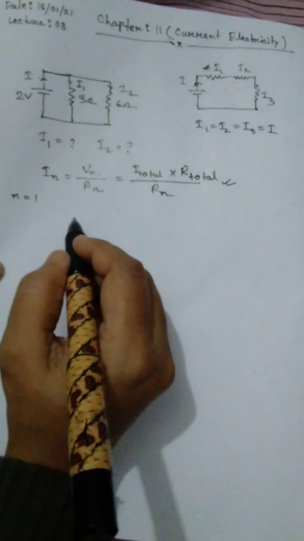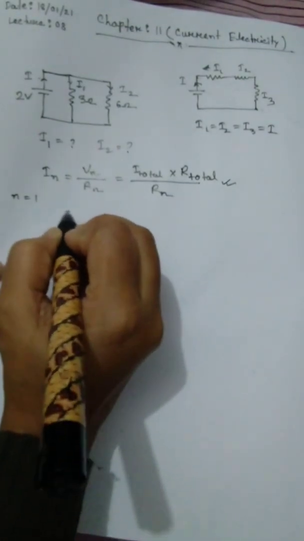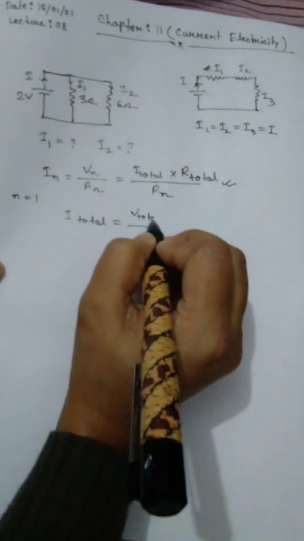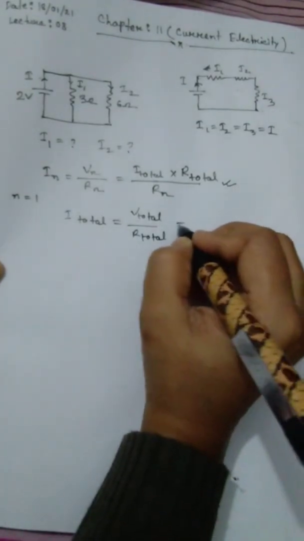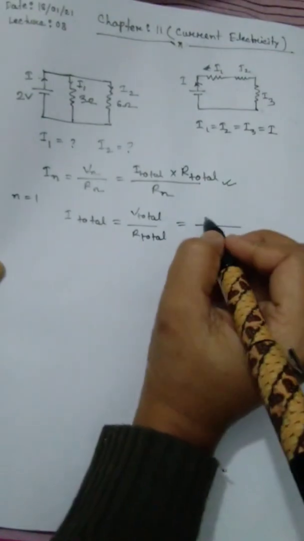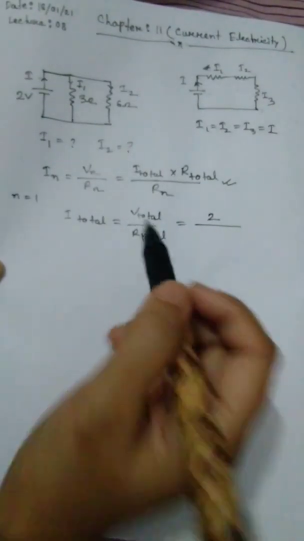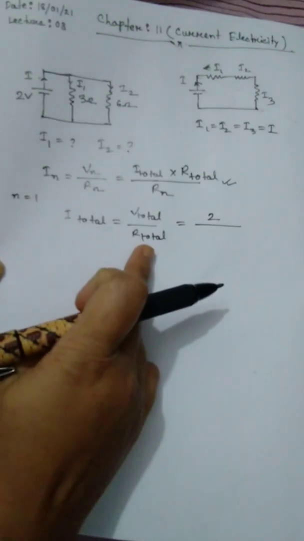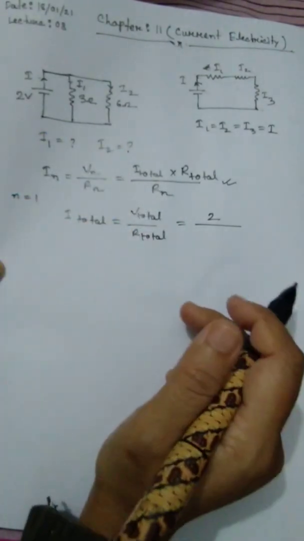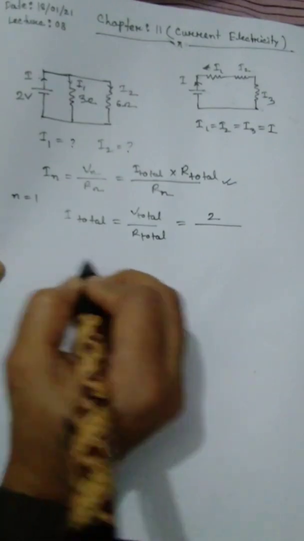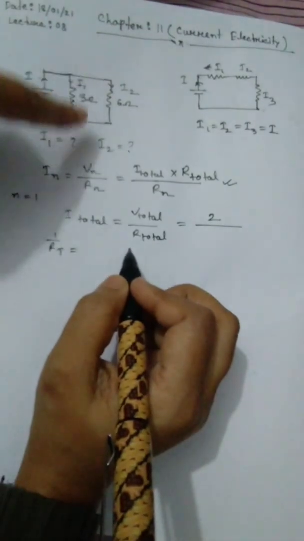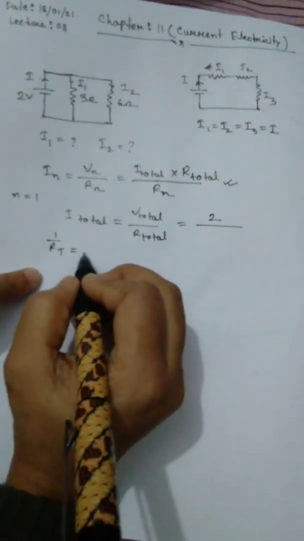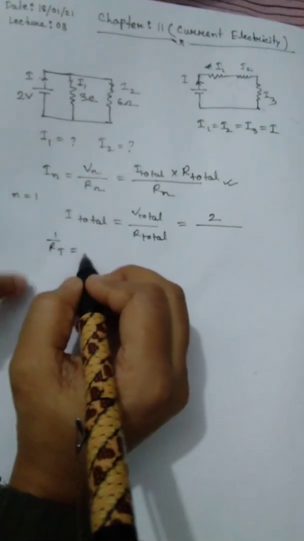So how can we determine I total? I total equals V total divided by R total, from Ohm's law. V total is given in our circuit as 2 volt, but R total means the equivalent resistance of the circuit. As two resistors are connected in parallel, 3 and 6 ohms, we will use the equation for parallel combination.